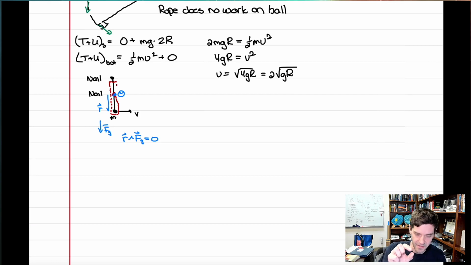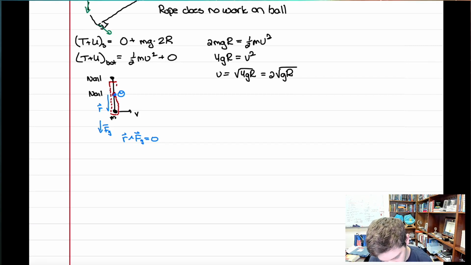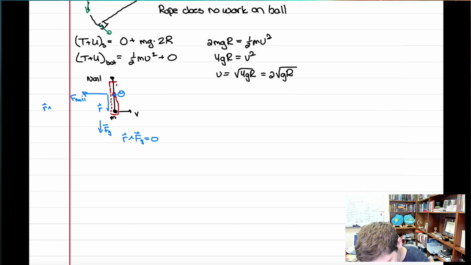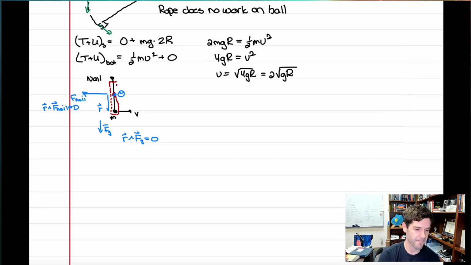When it hits that nail, you can imagine that there's going to be a force from the nail on the rope pointing in this direction, right? F nail. But since I've put my origin at that nail, then r cross F nail is also 0 in that case. That nail can't be exerting a torque on the rope there, because I've conveniently put my origin at that location. So for this particular reference point, there is no torque coming from that nail.